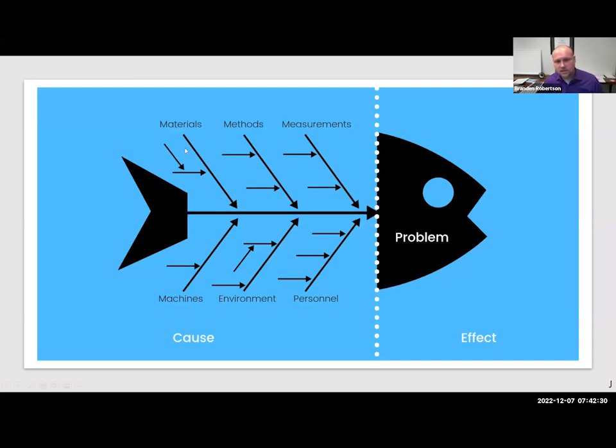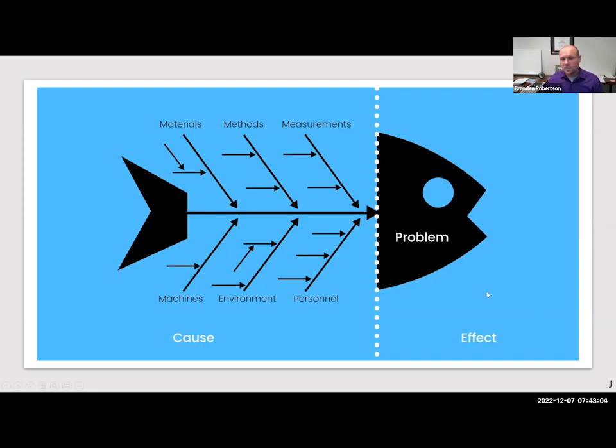Every one of these scenarios may be a little different, but for the most part, you have 6 major bones, if you will, on that fish, and they largely are materials, methods, measurement, machines, environment, and personnel. So when you're looking at a problem, you're looking at all of these situations, the measurements, the methods, materials, machines, environment, and personnel, to understand what pieces of each one of these may have led to that event.